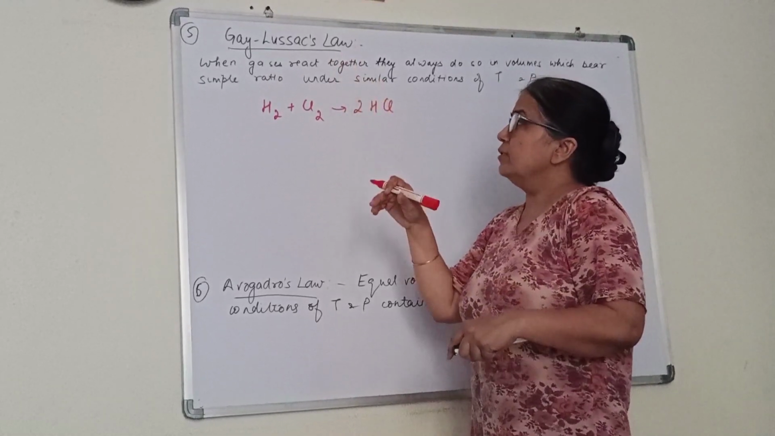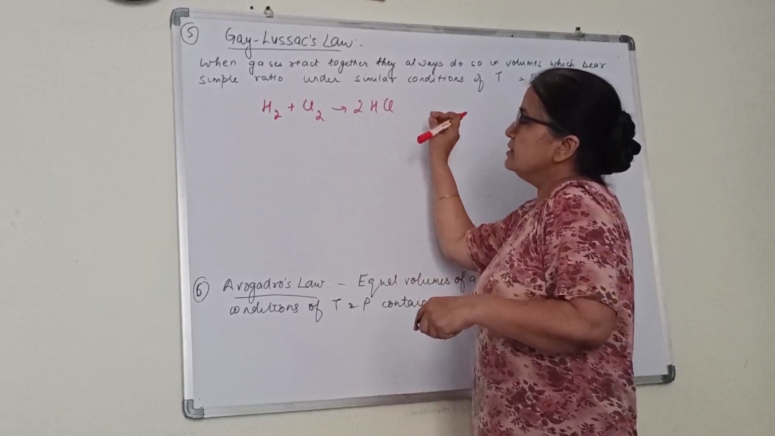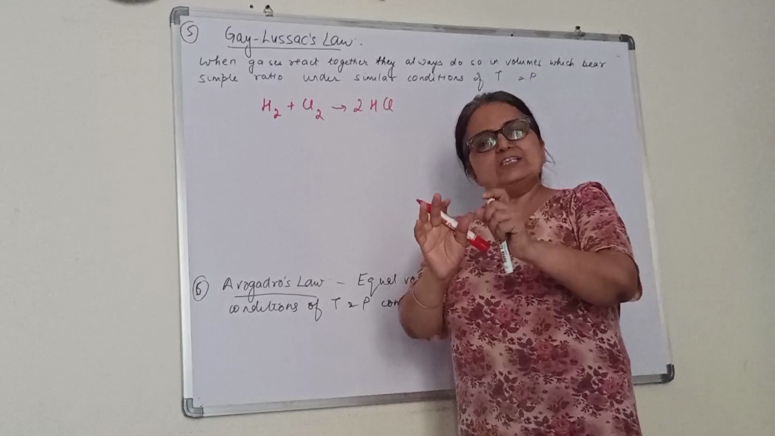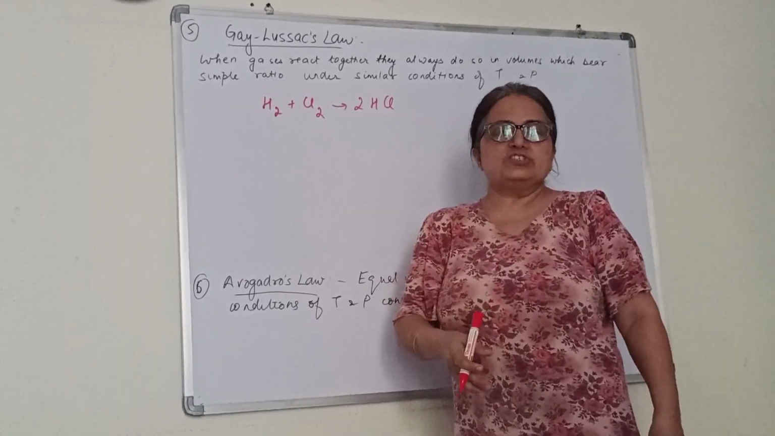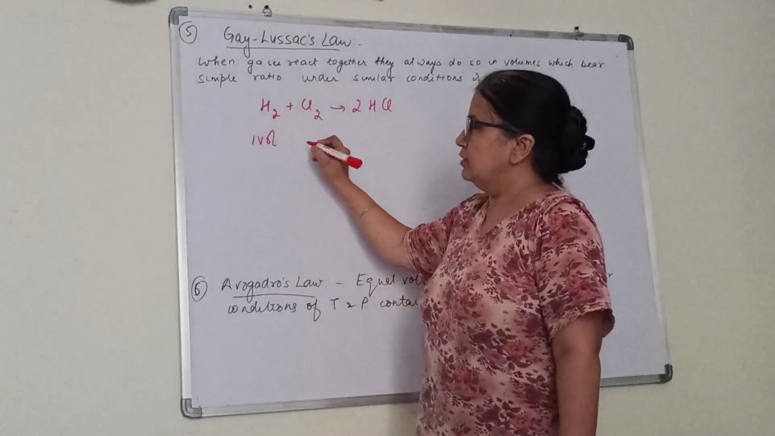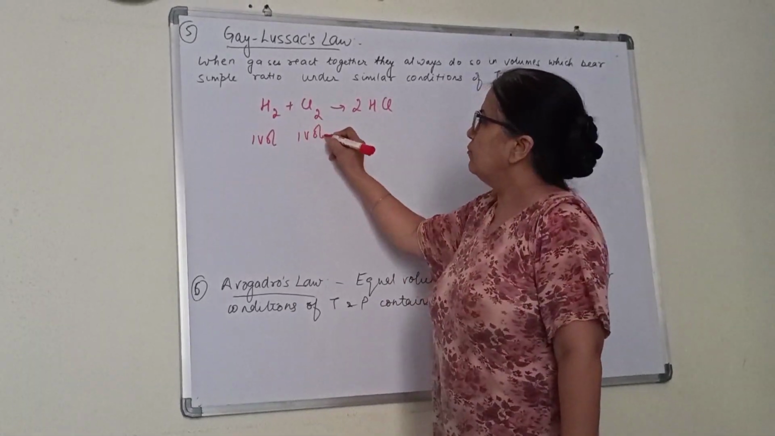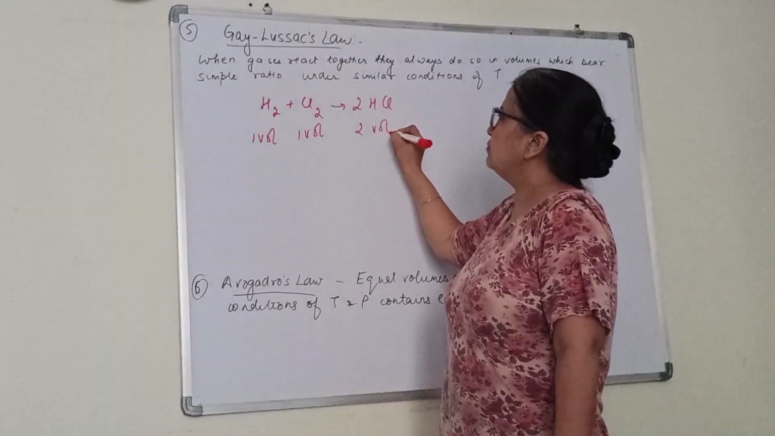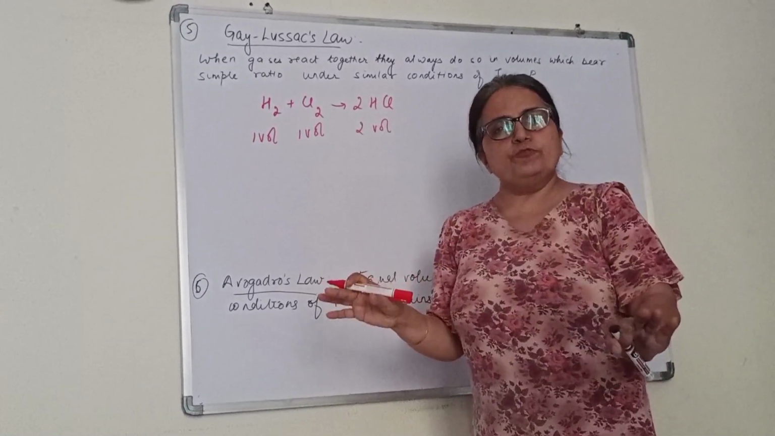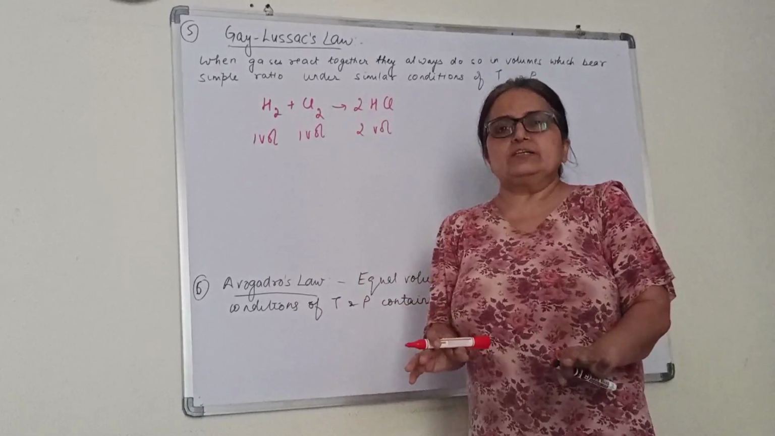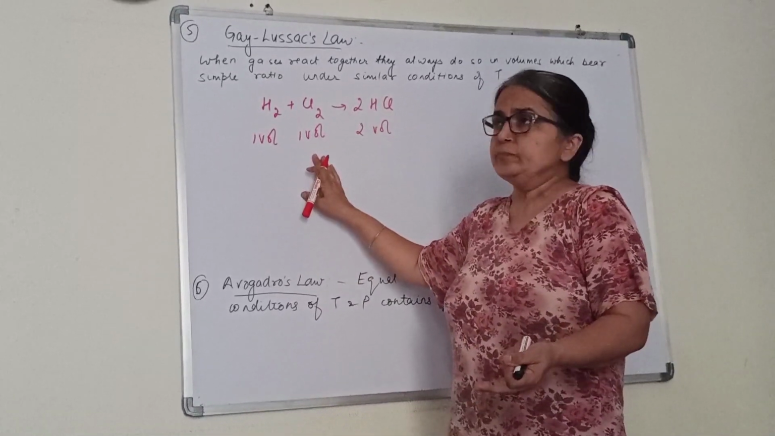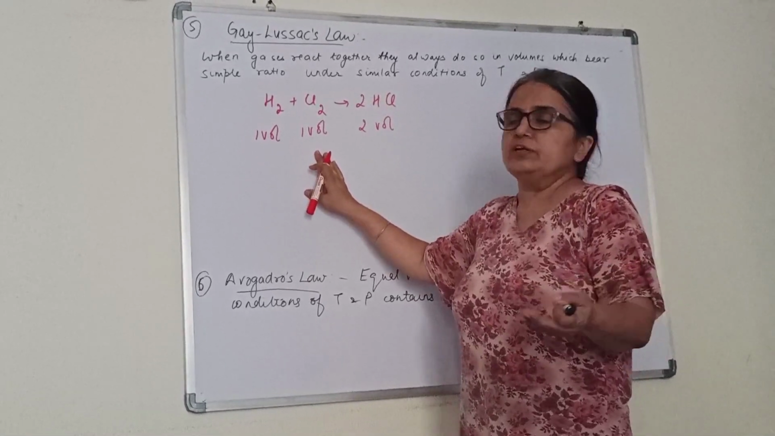So according to this law, whatever is the balanced equation given, the volumes will be as per the coefficients mentioned. It will say 1 volume of hydrogen will react with 1 volume of chlorine and form 2 volumes of HCl. Even though I take more of it, it is not going to react. Suppose I take 2 of this and 1 of this, they are not going to react. That we calculate as per the limiting reagents.